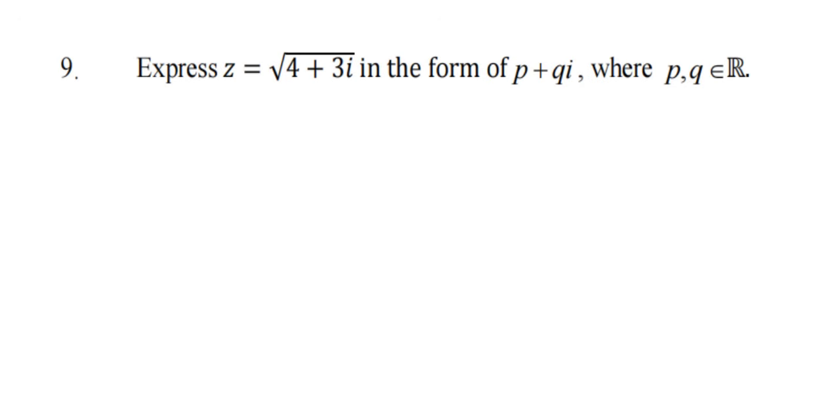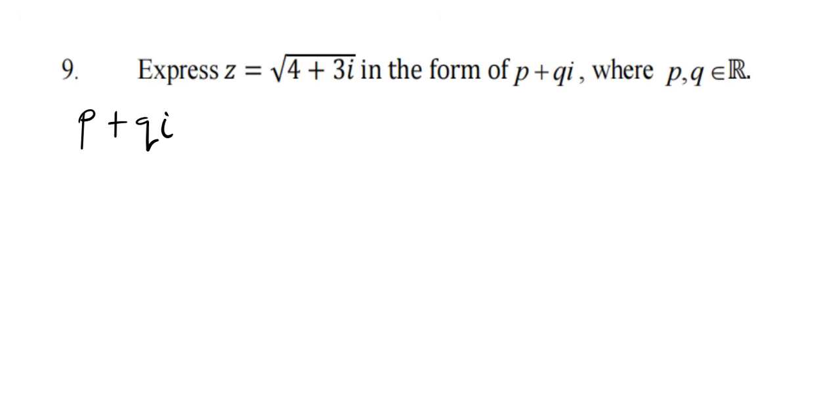So question number 9, express z in the form p plus qi, where p and q are members of the real numbers. So look at what we want, p plus qi, where p and q are real. We want this p plus qi to be equal to z. Z is equal to the square root of 4 plus 3i.